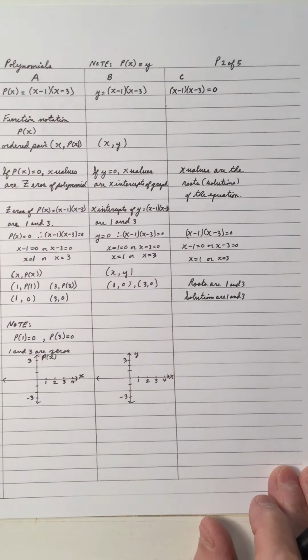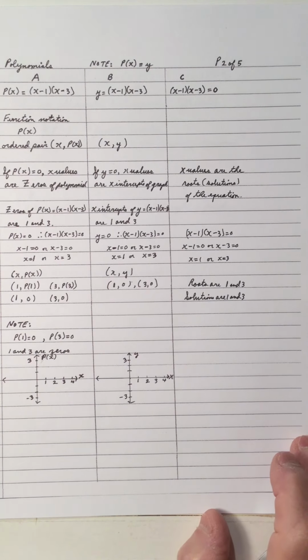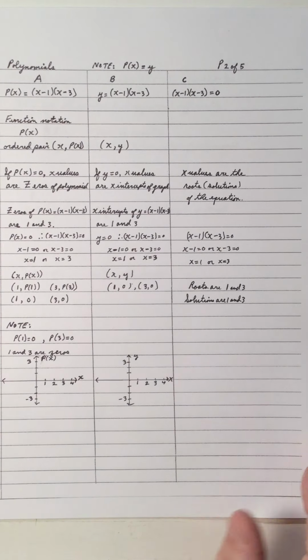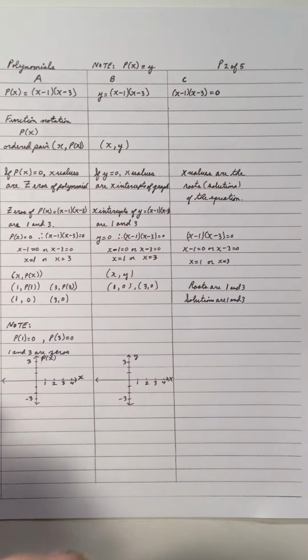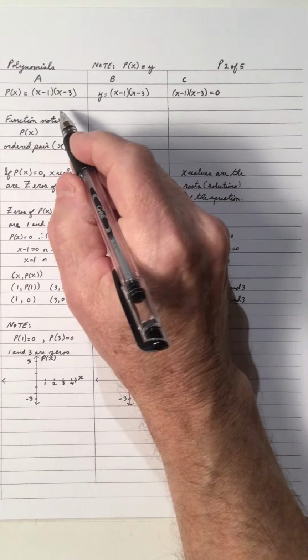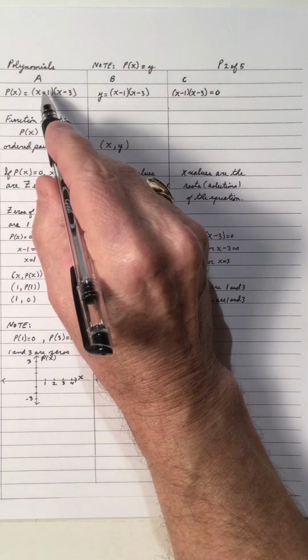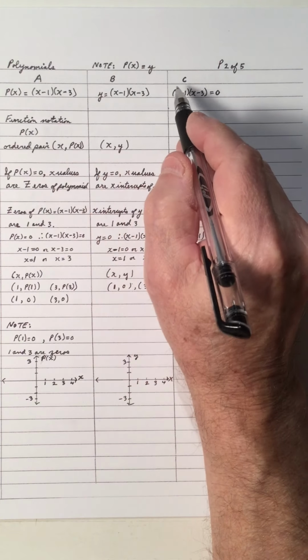Hi, welcome to my video on relating the x-intercepts to the zeros to the roots. Polynomials. Note that p of x is equal to the y. I have three columns here: Column A, column B, column C.